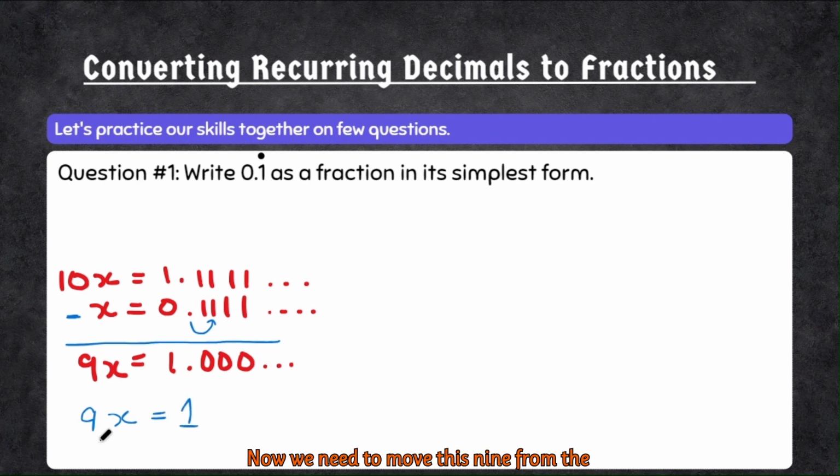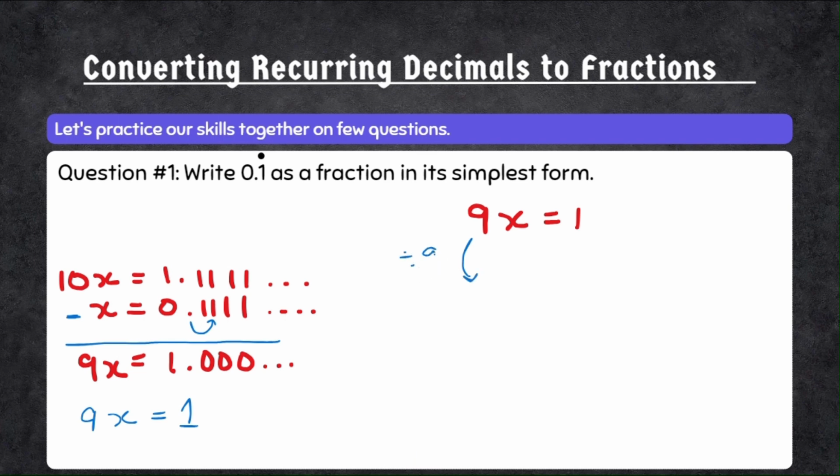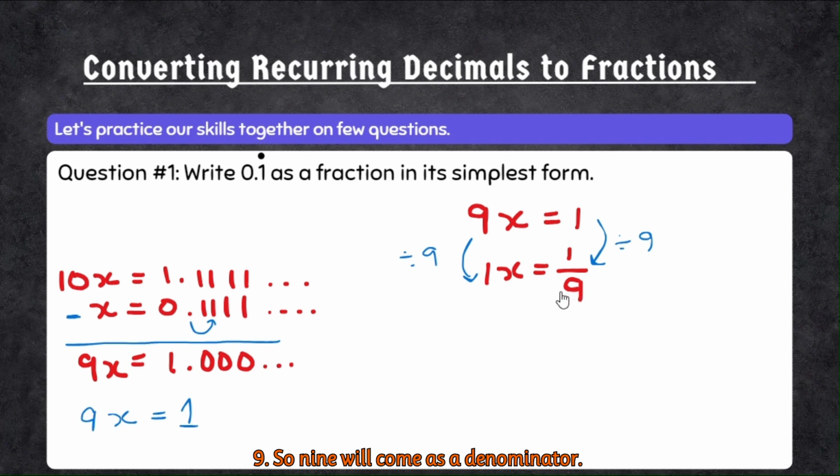Now we need to move this 9 from the left side so that we can have x. We have 9x is equal to 1. We're going to divide both the sides by 9. So 9x divided by 9 will equal 1x, and 1 divided by 9 will equal 1 over 9. So 9 will come as a denominator. So that would be x is equal to 1 over 9. So 0.1 recurring as a fraction is 1 over 9.